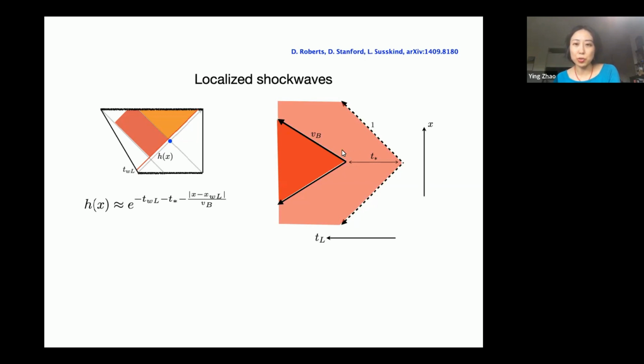I basically redraw their picture. I basically rotated their picture and put it here. The key point is that there are two cones. One is the light cone, and as we all know, things cannot spread faster than light. If you apply a perturbation here, all the effects will stay within the light cone. And this is the place where the effect starts to come in.